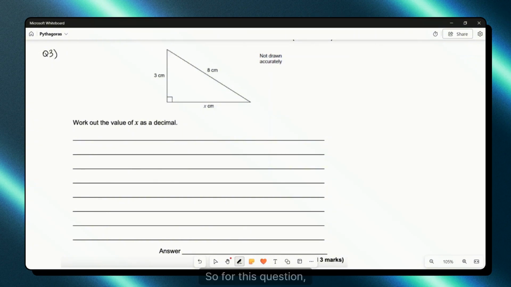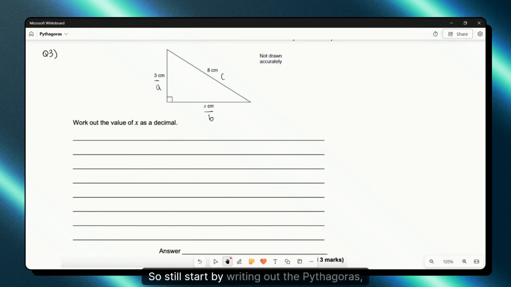Right, so for this question we're asked to work out the value of x. Now as you can see, it is one of the short sides and not the hypotenuse, but the concept for this question is exactly the same as the other question, just the approach is slightly different. So you still start by labeling each side of the triangle. The side here, which is 3 centimeters long, I'm going to label A. This side here with x centimeters, I'm going to label B. And the hypotenuse, which is 8 centimeters, I'm going to label C.